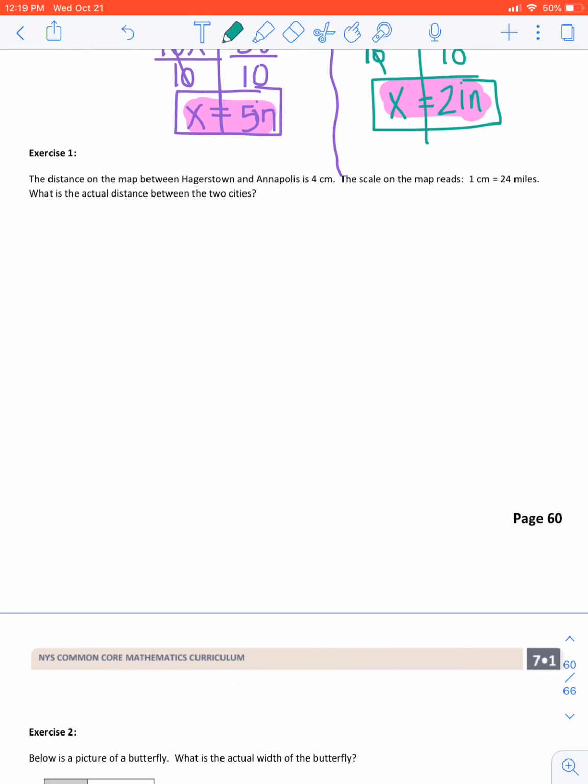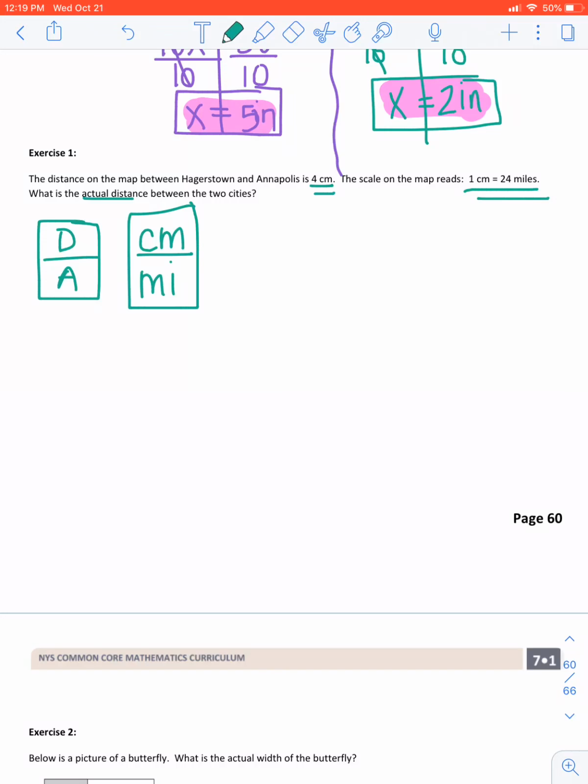All right, so exercise 1, it says that the distance on the map between these two cities is 4 centimeters. Here's the scale, 1 centimeter equals 24 miles. We want to know the actual distance. So we're going to set up a proportion, drawing over actual. Now, in the drawing, we're talking about centimeters. The actual dimensions are in miles. So we have centimeters over miles.